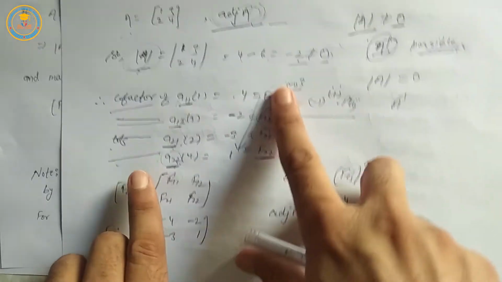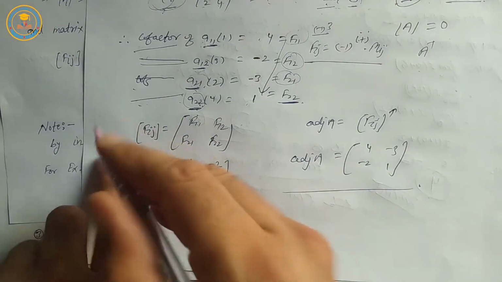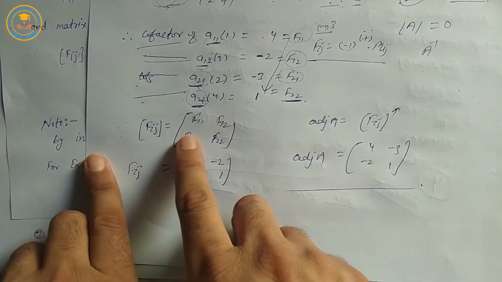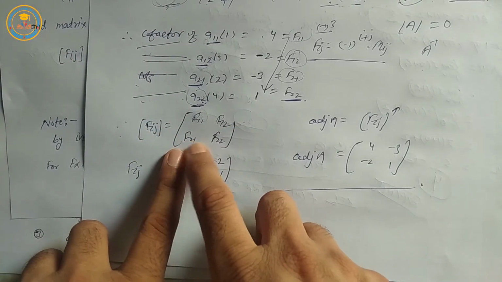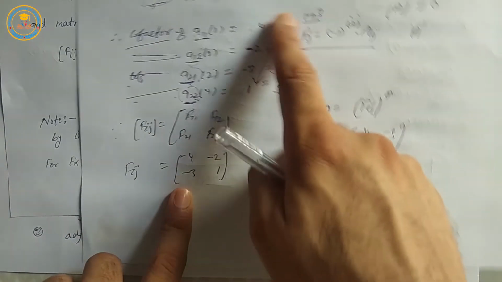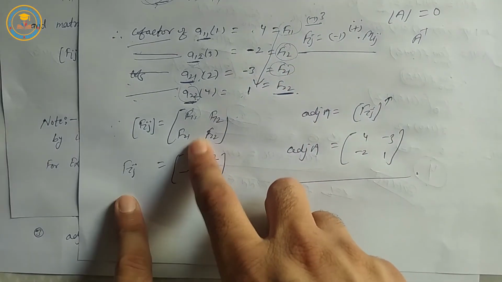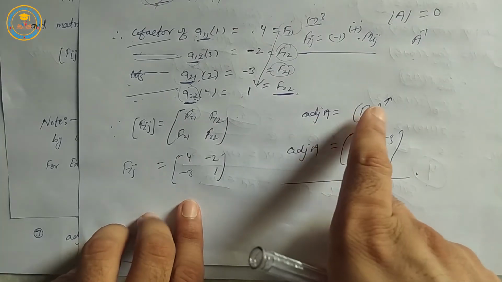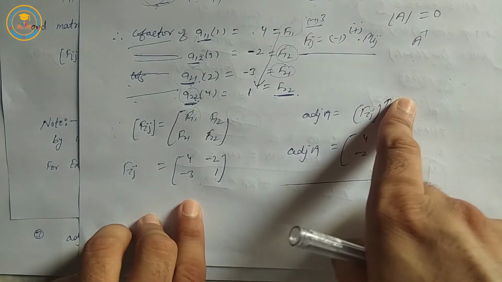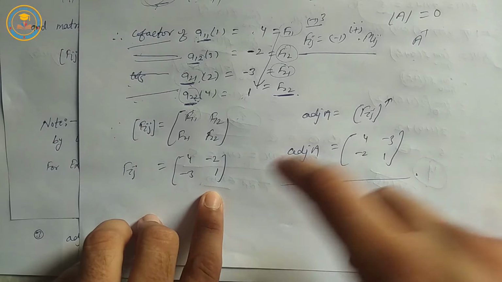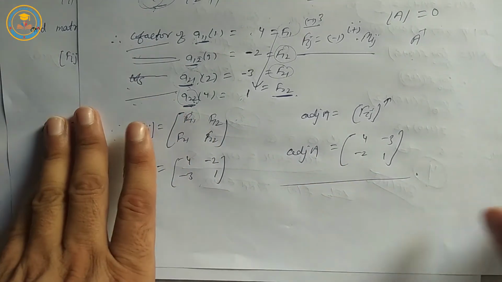Okay, because Fij is equal to F11, F12, F21, F22, putting the values of F11, F21, F12, F22. Okay, Fij. Adjoint A is equal to Fij to the power of T. Transpose of Fij is equal to adjoint A.